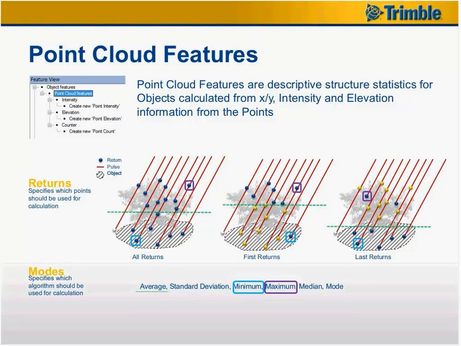And here you can see the difference between the different return parameters. If we want to have the ground elevation of the objects, I would like to use the median elevation of the last returns to get the object values for the ground. Okay, bottom line. The point cloud features are configurable based on the LAS classification tag, the return, and the operation mode.